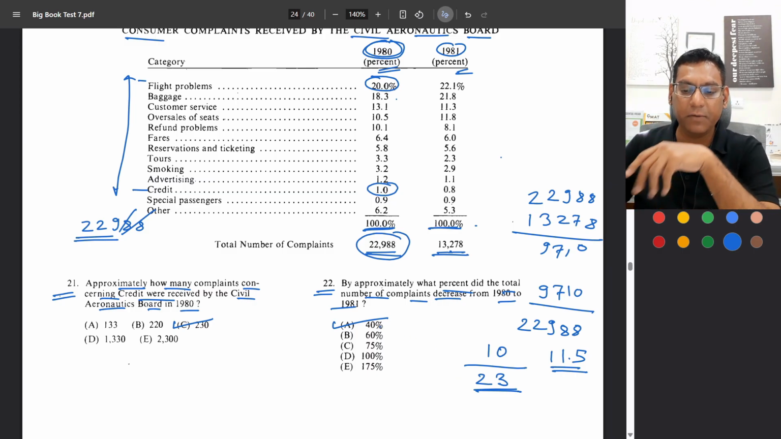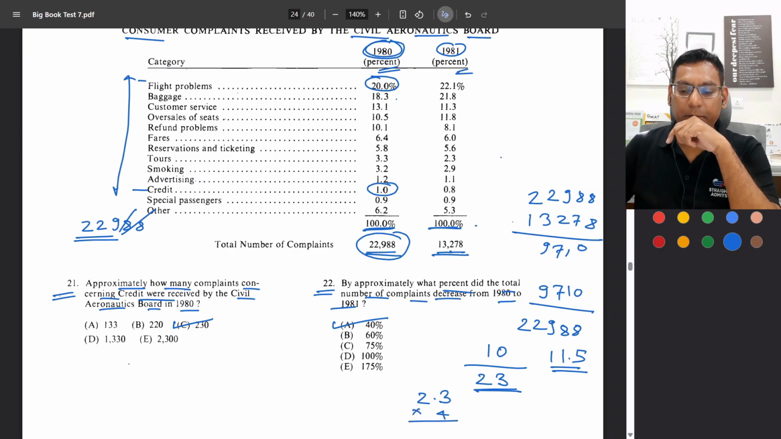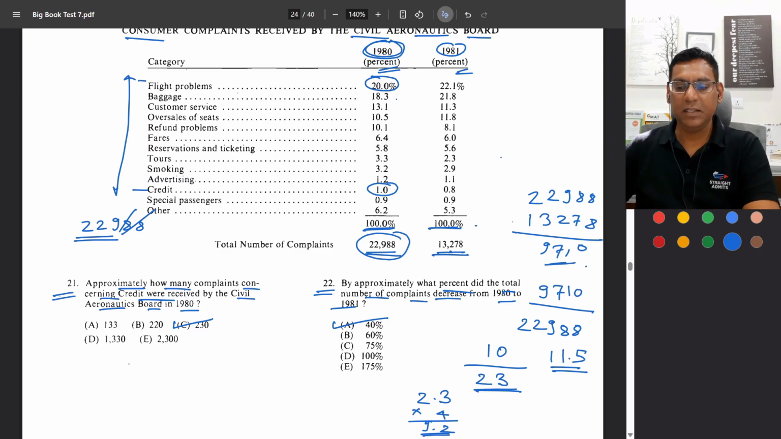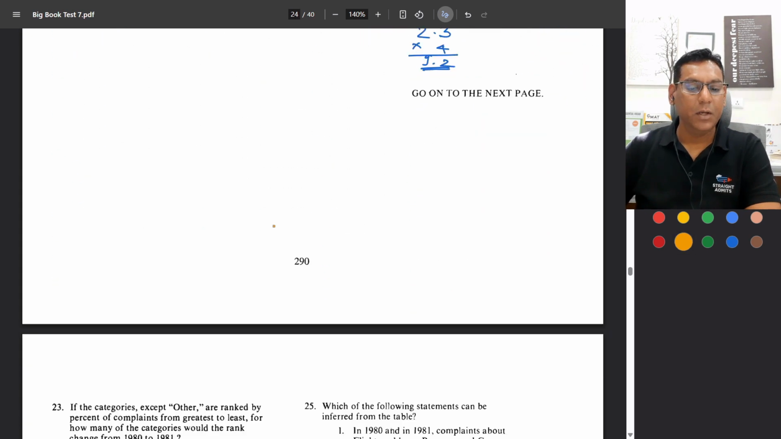Let's also verify. If this was 40%, 10% would have been 2.3. So 40% would have been 9.2 something. Anyway, this is approximation, so 9,000 something, 9,700, correct? So we are fairly confident of this. Okay, always verify.